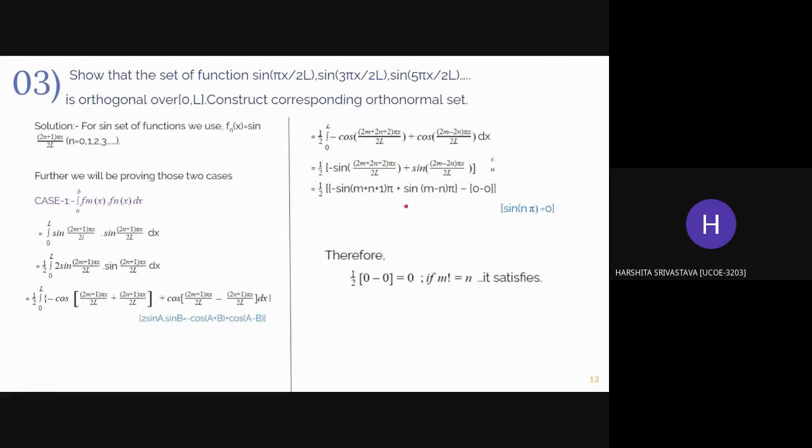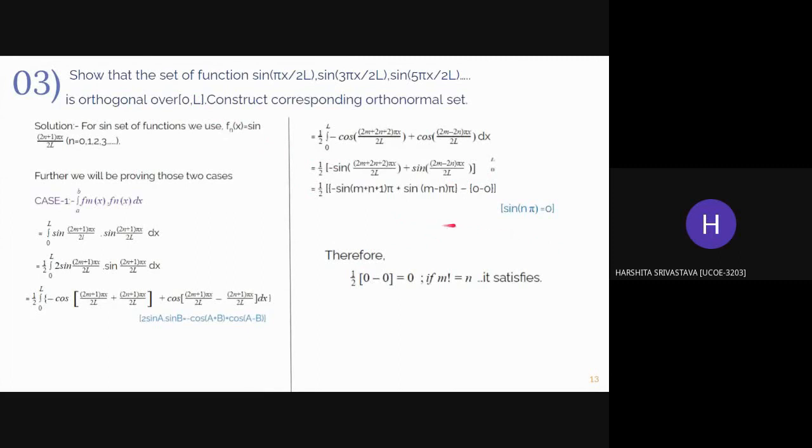Further, we get 1 by 2 minus sine (2m plus 2n plus 2) upon 2L into pi x, plus sine (2m minus 2n) pi x upon 2L, from limit 0 to L. Now, for solving further, what we get is 1 by 2 minus sine (m plus n plus 1) pi, by taking 2 common, plus sine (m minus n) pi, minus 0, comma 0.